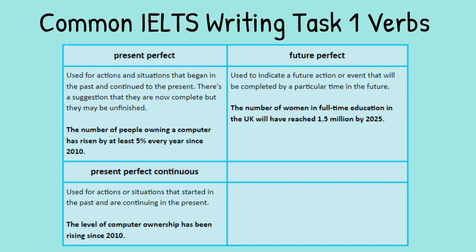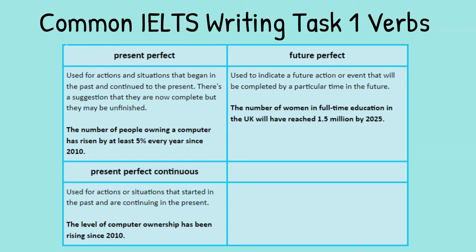Future perfect is used to indicate a future action or event that will be completed by a particular time in the future. For example, the number of women in full-time education in the UK will have reached 1.5 million by 2025. And finally, let's look at present perfect continuous. It is used for actions or situations that started in the past and are continuing in the present. For example, the level of computer ownership has been rising since 2010.